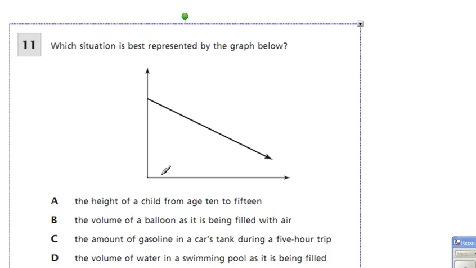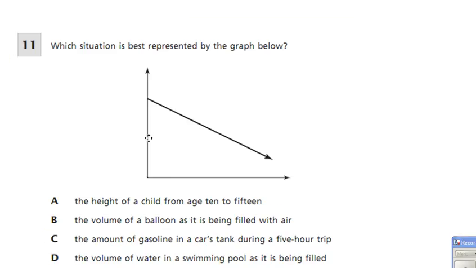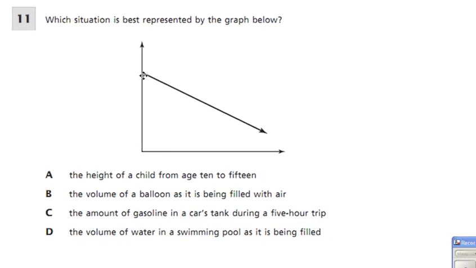Now, here we have a decreasing graph starting from some particular value. Now, height of a child from age 10 to 15: usually as the child grows, height will also get bigger, so that wouldn't be it. Volume of the balloon as it is being filled with air: as it is being filled with air, volume will increase, not decrease.